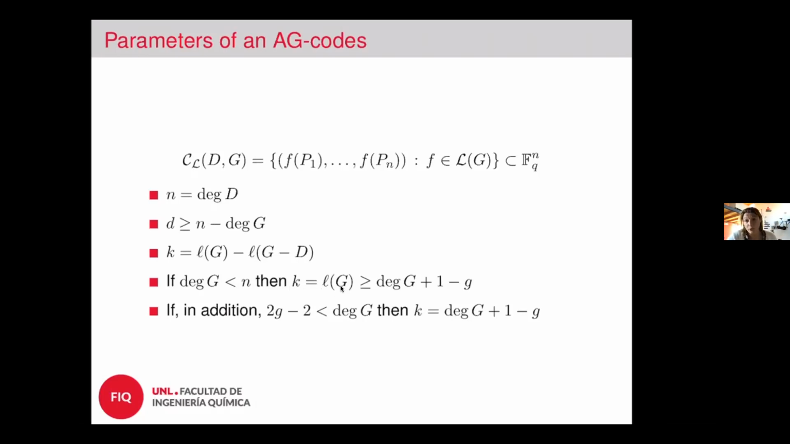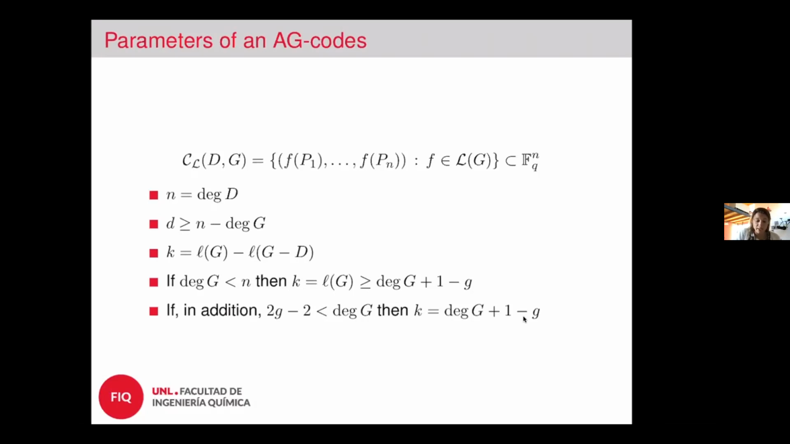By the Riemann-Roch theorem, we know that this is bounded below by the degree of G plus 1 minus the genus of the function field F. If in addition this happens, we call the code a strong AG code. Then we have the equality here, and we have the exact dimension, which is the degree of G plus 1 minus the genus.